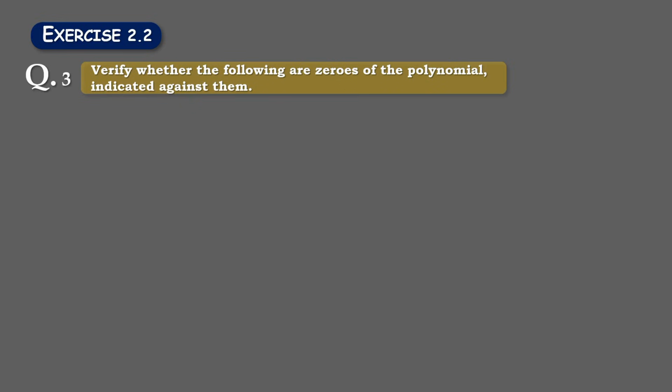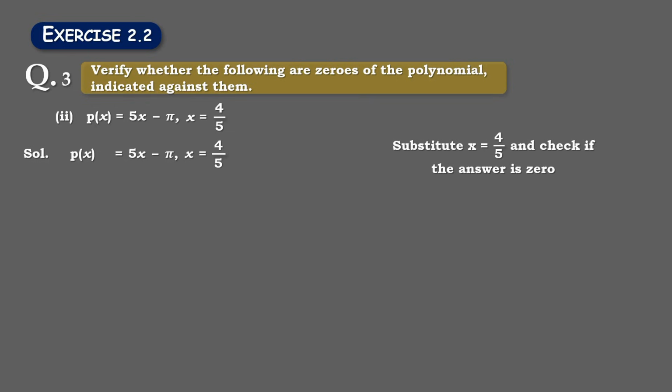Now let us verify whether the given number is a zero of the polynomial. The given polynomial is p of x equals 5x minus pi. The given value of x is 4 by 5. To verify this, we substitute 4 by 5 in place of x in the polynomial.